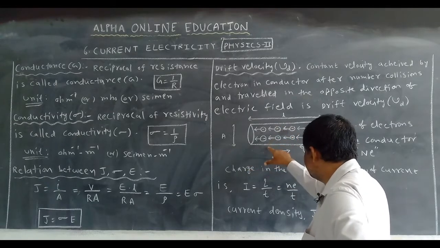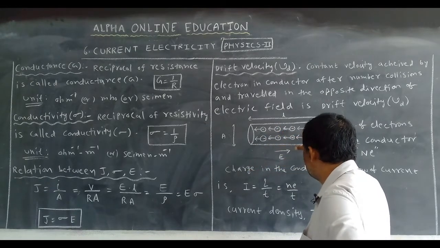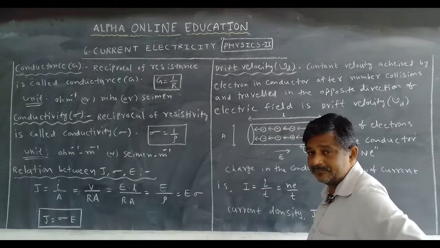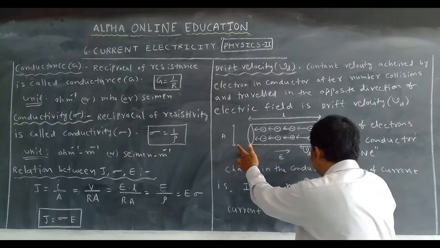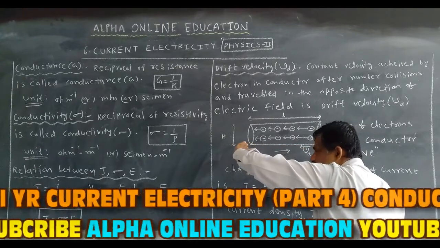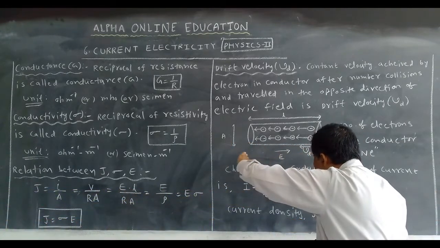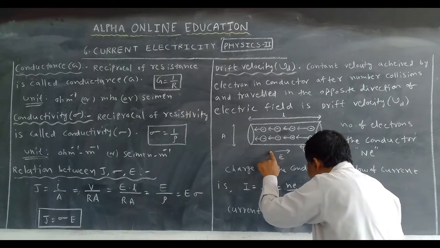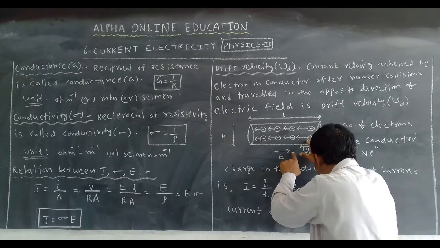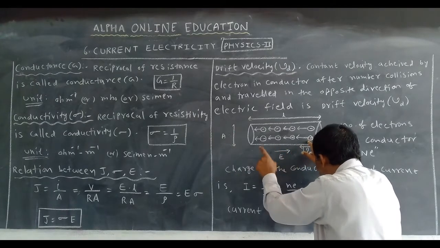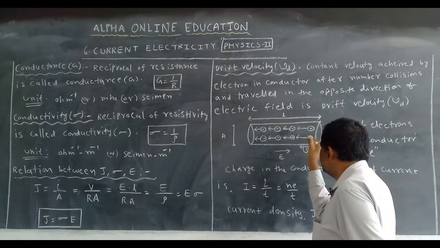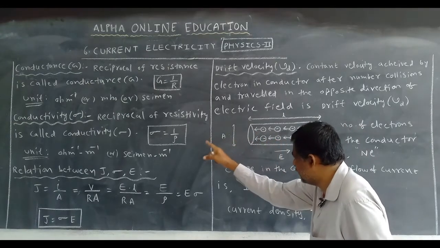When the conductor is taken in the uniform electric field, these all are the electrons. Before being in the electric field, these electrons move randomly. When this conductor is taken in the electric field, these electrons move in the opposite direction of the electric field. Why do they move in the opposite direction? Here positive charge, here negative charge. Electron is negative charge. Repulsion from the negative, attraction toward the positive. That's why in the conductor, electrons move in the opposite direction of the external electric field.